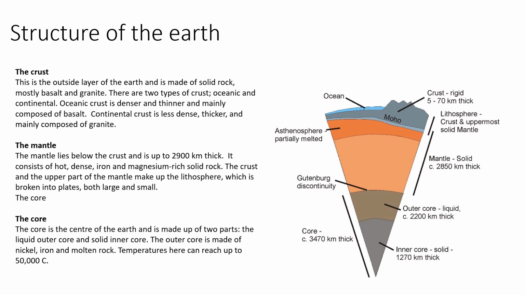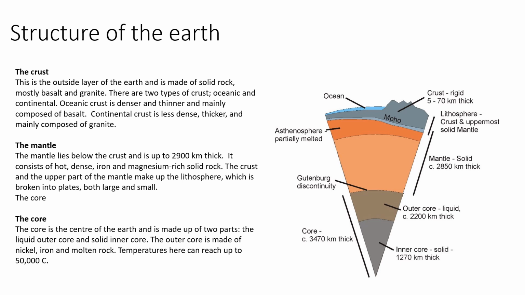If we look at the mantle, it is 2,900 kilometers thick. It has hot, dense material in it, predominantly iron and magnesium rich solid rocks. And the upper part of it is where we start to find the lithosphere. And we'll talk about that a little bit more in a second. The mantle is key when it comes to the movements of plates and the movement of heat and convection currents within that region.